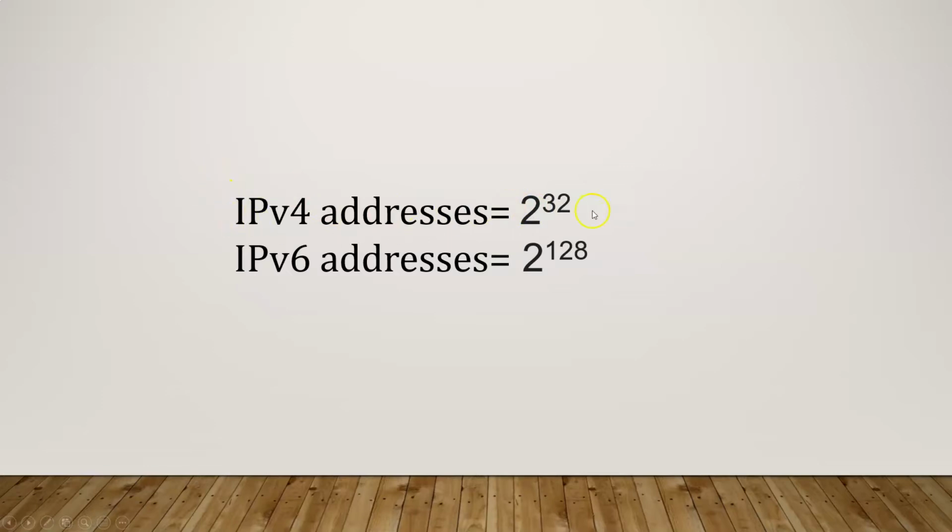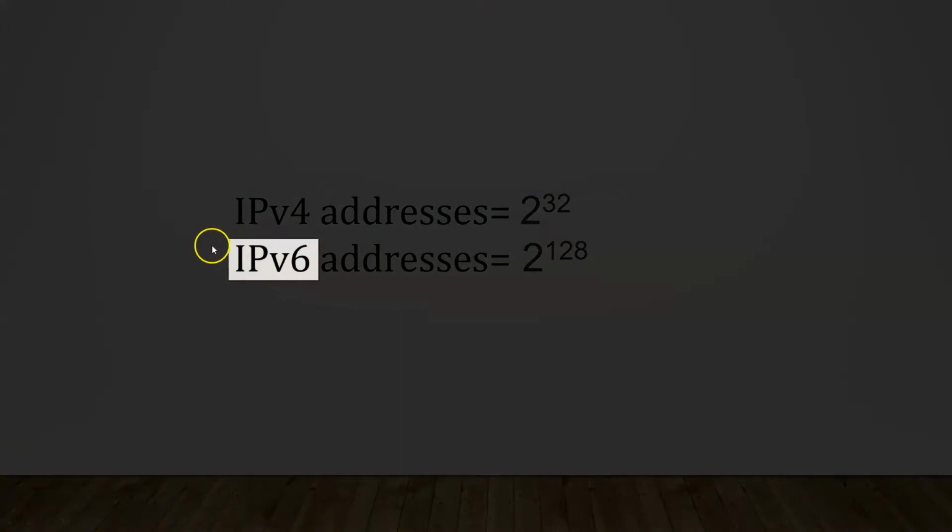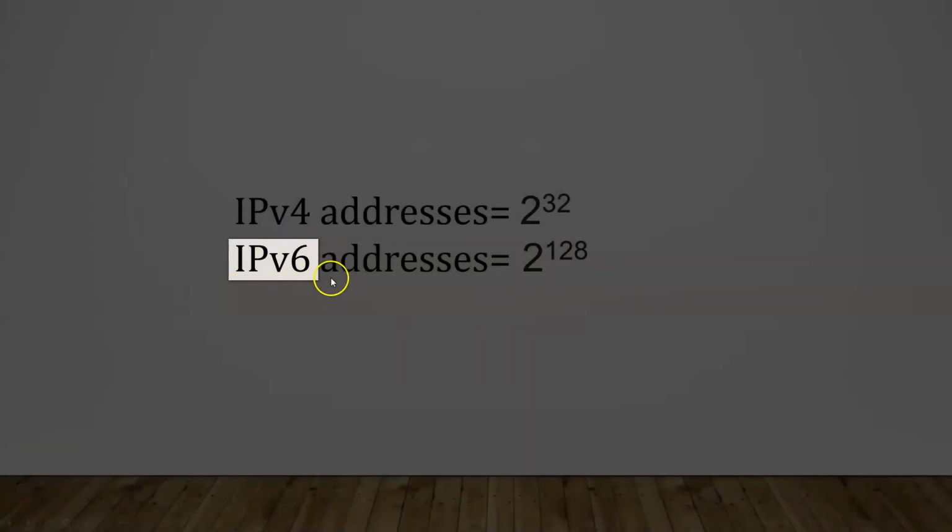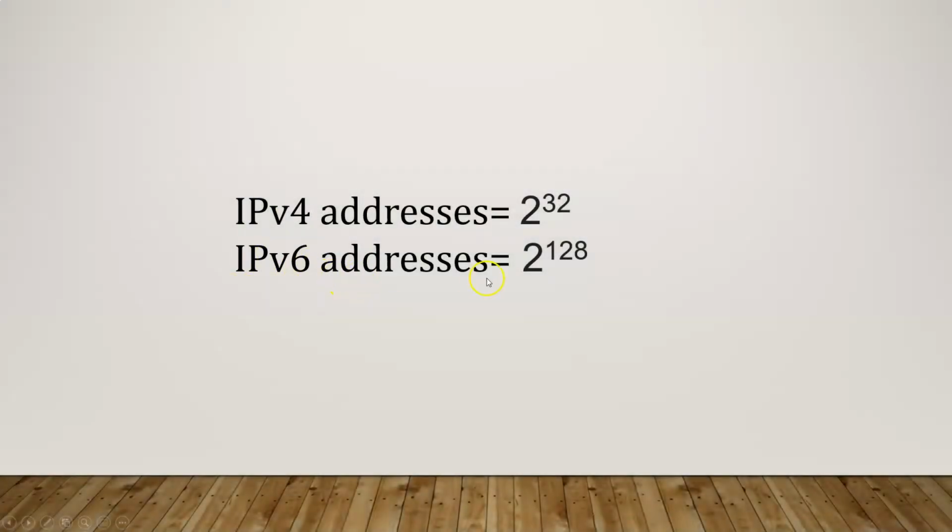They were running out of IP addresses. So they came up with a new IP address scheme, which is IPv6. IPv6 consists of 2 to the power of 128. Instead of 32 bits, they can use 128 bits. So this should cover our future needs, for all the computers which are getting connected.